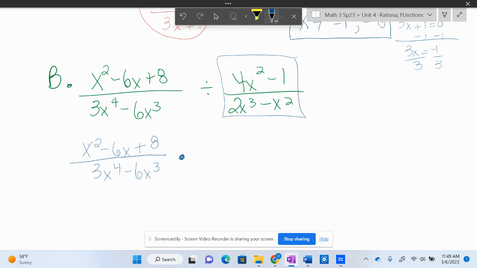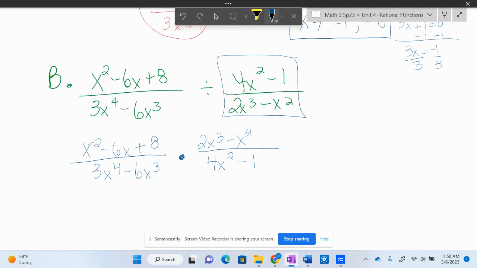What does it mean to turn that into its reciprocal? I'm just flipping it upside down. The reciprocal of 3 is 1/3. 3 over 1, you just stand it on its head. So the denominator gets moved to the top. So that's now 2x cubed minus x squared divided by, times 4x squared minus 1. So this is what we're going to do. We're changing that division to a multiplication.